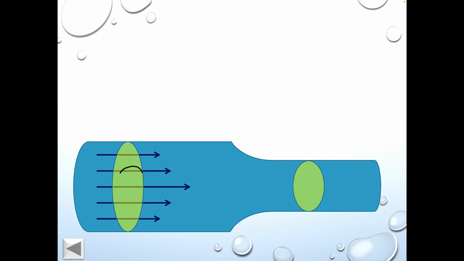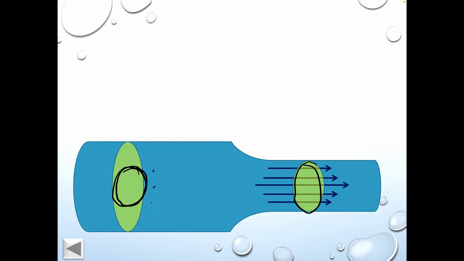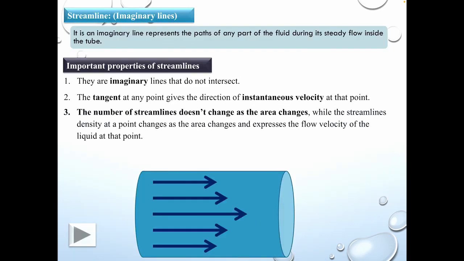Look at the density here. Take the same area, this area and the same area. We have three streamlines in this area. Look here, we have five streamlines. Density increases. As the area decreases, the density increases, and it expresses the flow velocity of the liquid at that point.